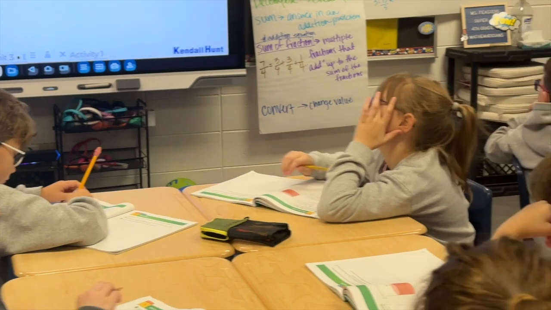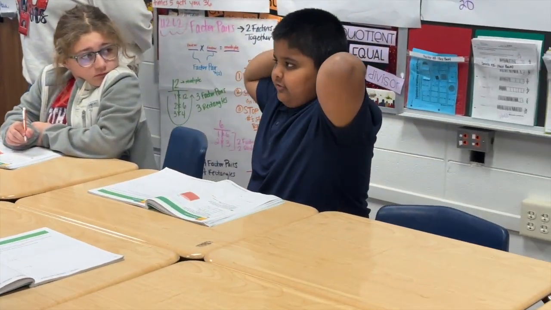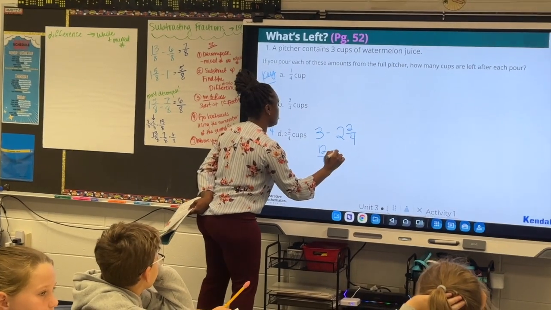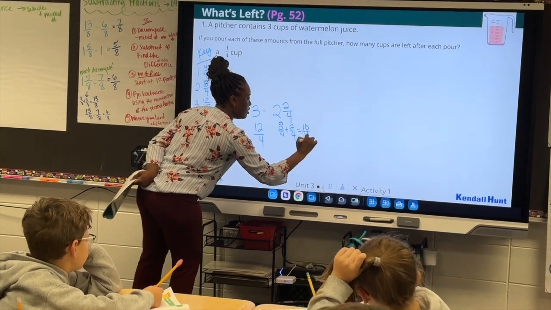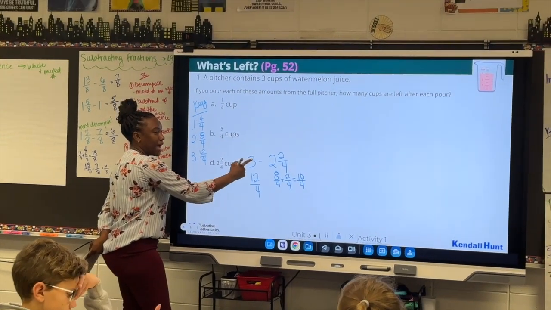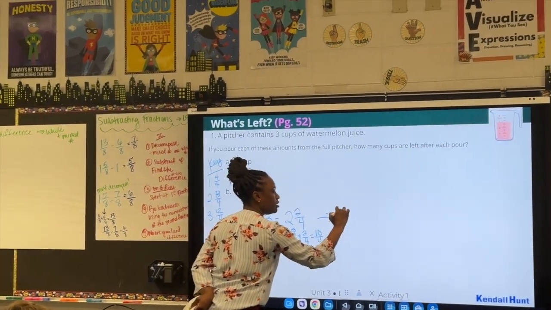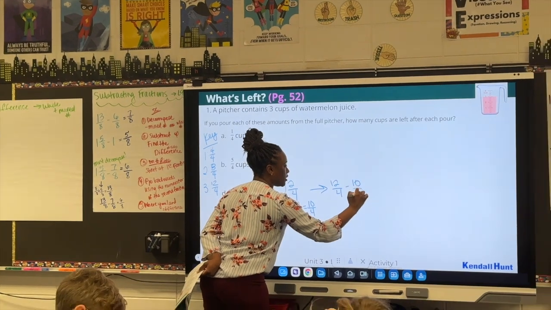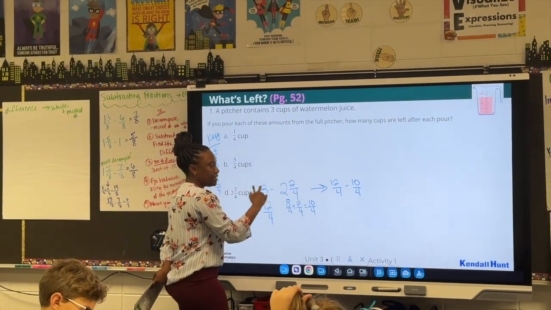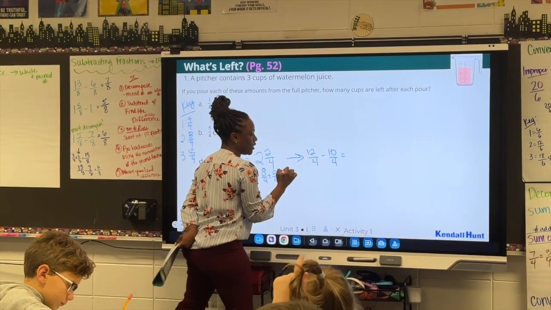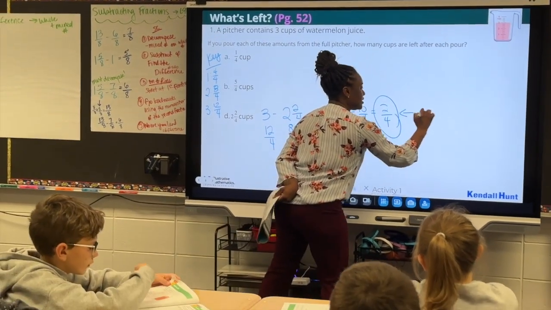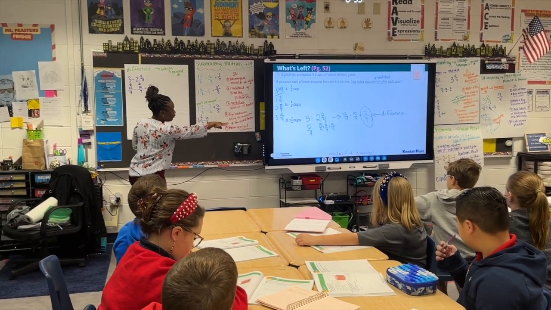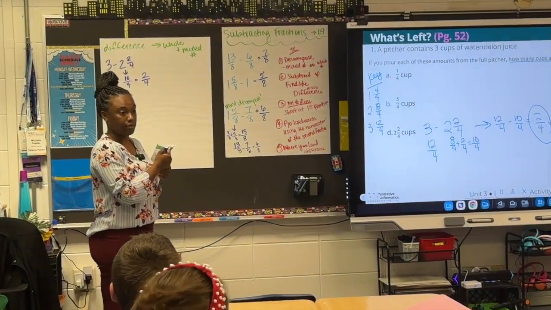Shazeb? So we already made a key, so we know that 2 whole is equal to 8/4, and 2 and 2/4 is 10/4. So we're doing 12/4 minus 10/4. So Shazeb said 3 minus 2 and 2/4 becomes 12/4 minus 10/4. Do we all agree with that? Yes, ma'am. And so 12/4 minus 10/4 leaves us with what? 2/4. What is this value called in this situation? It is the difference. Well, if we're looking at D, how many cups were left? 2/4.